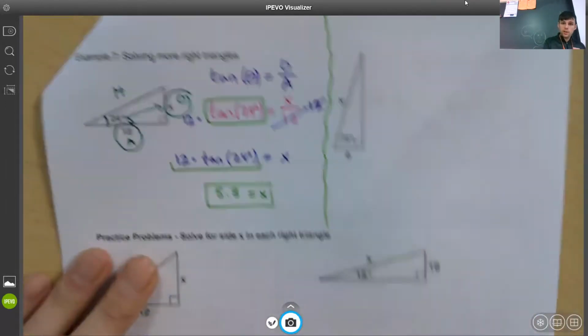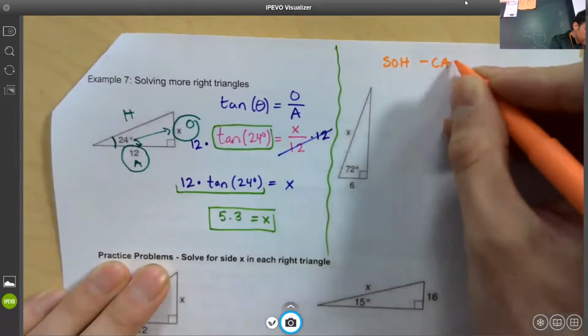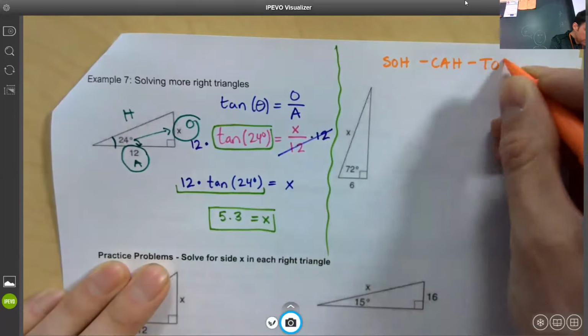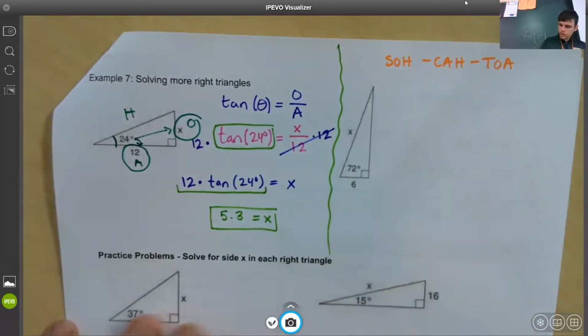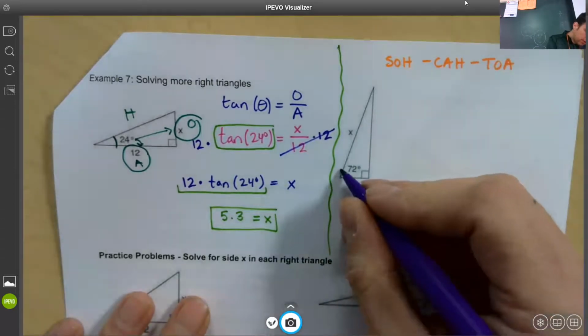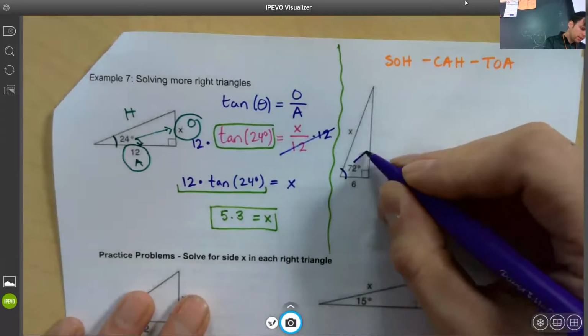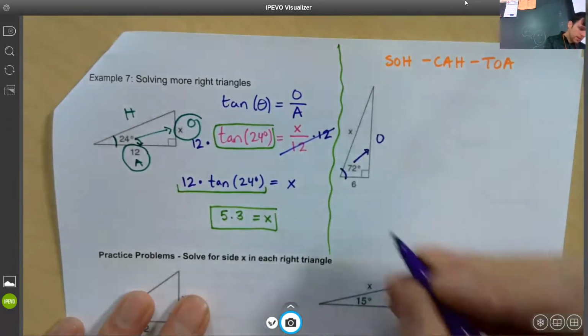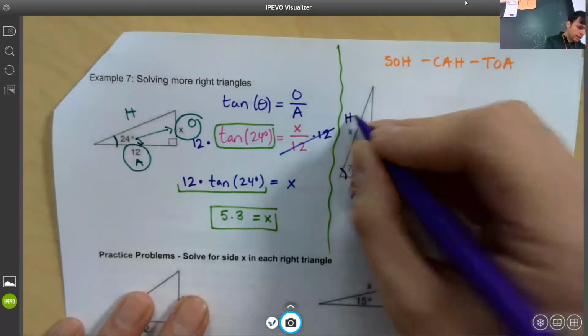You will want to remember your SOHCAHTOA to help remember which one you're picking, right? Opposite hypotenuse, opposite adjacent, adjacent hypotenuse, whatever. That tells you which trig equation to be using. All right, here we go. We have a 72-degree angle here. I'm going to go ahead and label the sides of this triangle. The opposite side is over here. This is our opposite. The adjacent side is down here. This is the adjacent. And then x is our hypotenuse.